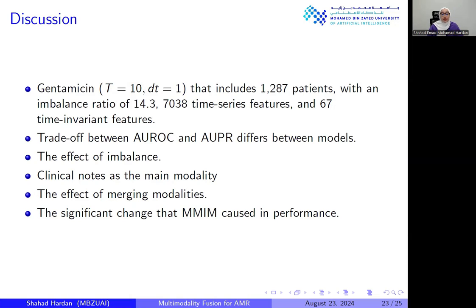So out of these fusion techniques, multi-modal Infomax had the best result, and it also had a significant change in the results if you want to compare it with the previous fusion techniques that were used in the literature.